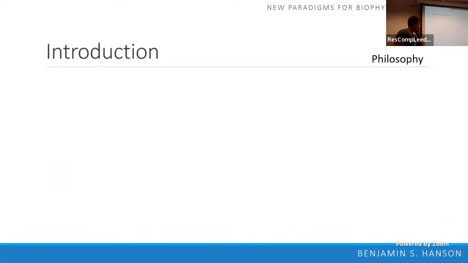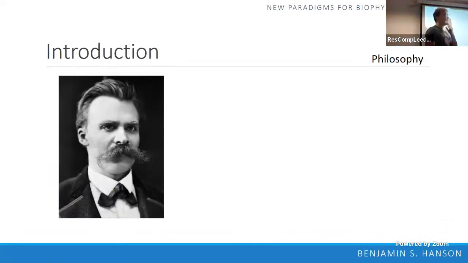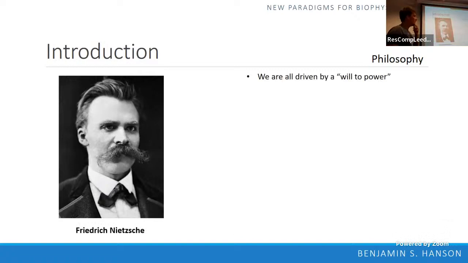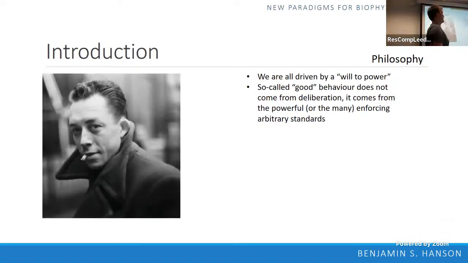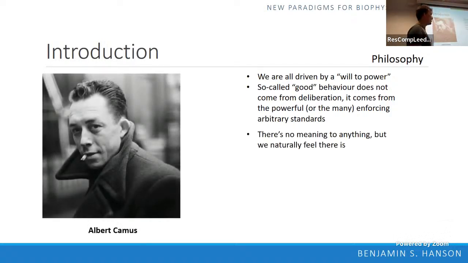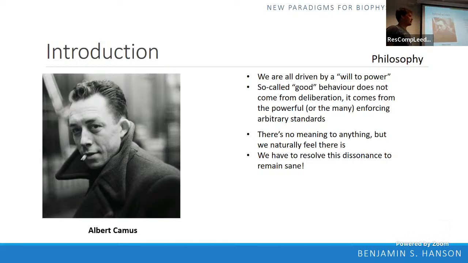So I'm going to go full academic on you. I'm going to start quoting philosophers at you immediately. So Friedrich Nietzsche was an all right guy. He says we're all driven by a will to power. He says so-called good behavior doesn't come from deliberation, it comes from the powerful enforcing arbitrary standards. That's nice. This depressing guy, Albert Camus, he says there's no meaning to anything at all. We just feel like there is. And we have to resolve this dissonance to remain sane.